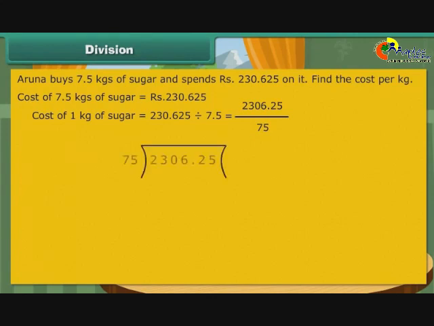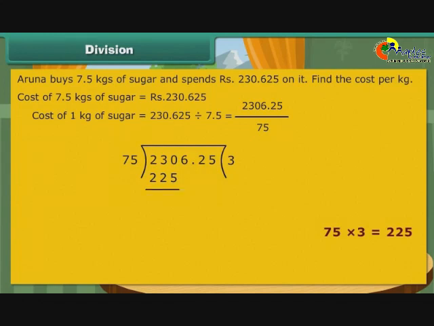Now we divide 2306.25 by 75. Write the two numbers down as shown. Take the first two digits of 2306.25 together, that is 23. 23 is too small to hold 75. Now consider the first three digits together, 230. 230 is big enough to hold 3 times 75, that is 225. Therefore, write 3 on the right and 225 beneath 230.